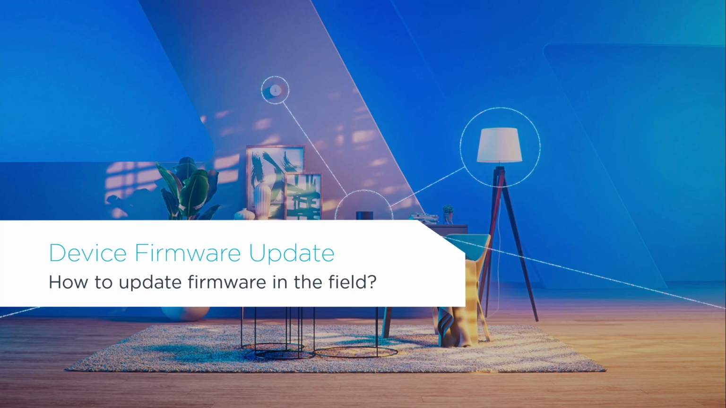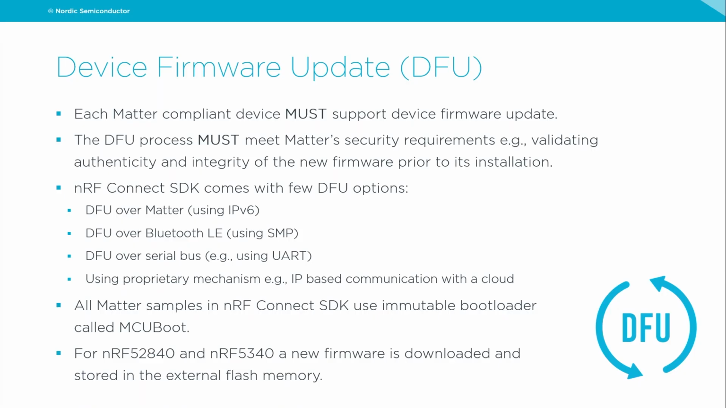Now let's discuss device firmware update. As a product maker, you will likely want to update the firmware of your devices at some point during their lifespan. For example, when you extend the feature set, update the Matter or underlying stacks, find a bug, or discover a security vulnerability. The Matter protocol itself requires each device to have the capability to update its firmware. Additionally, the DFU process itself must meet certain security requirements.